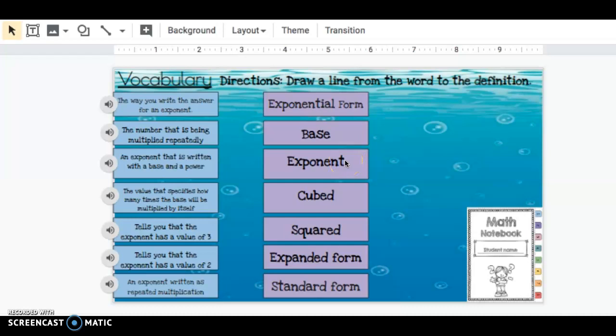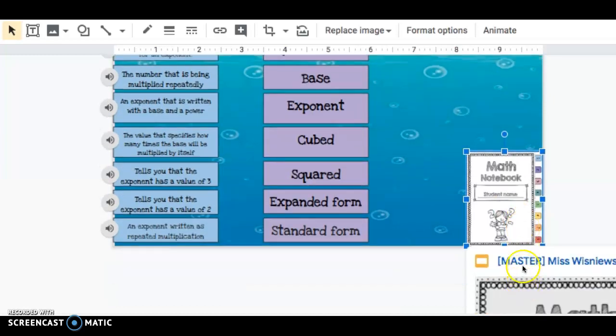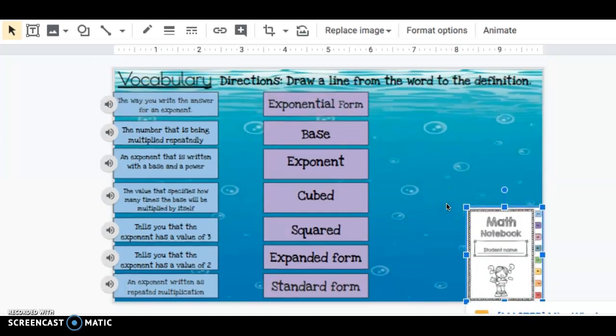All right, for today's vocabulary, we're dealing with the same words that we dealt with yesterday, but this time it's just a different activity. Your directions are to draw a line from the word to the definition. So what I recommend doing, if you're struggling with remembering these words, is using your math notebook. If you click on your math notebook image, it goes to your reference book that you have all your notes in that we've been working with.